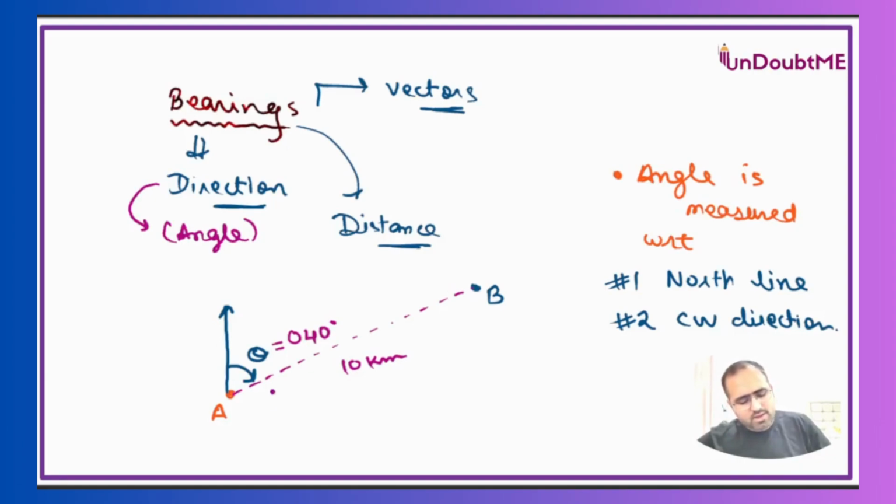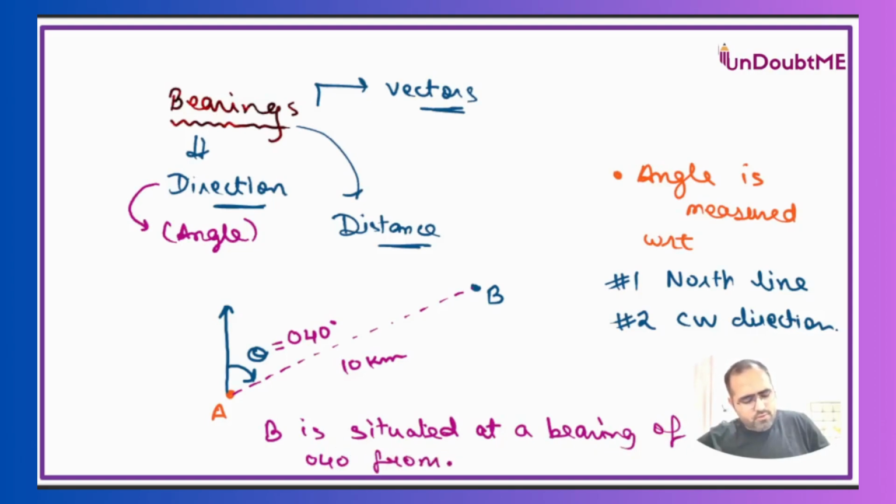Now how will we say it? We can say that B is situated at a bearing of 40 degrees from A. This is very important. We are writing the initial point at the end, from A. We are measuring the bearing of point B from A. So we'll say that B is situated at a bearing of 40 degrees from A. We can also add the distance: B is 10 kilometers from A, situated at a bearing of 40 degrees from A.